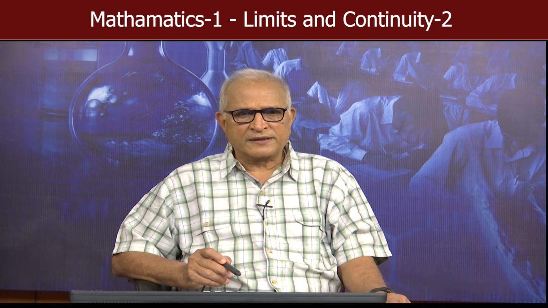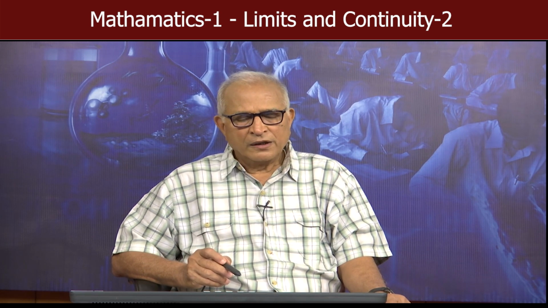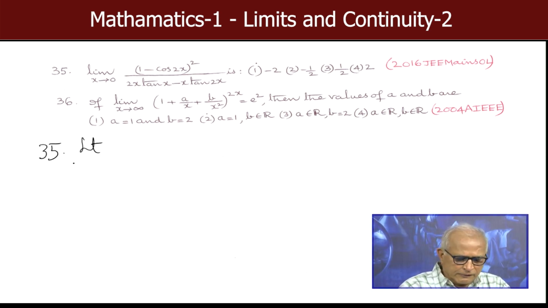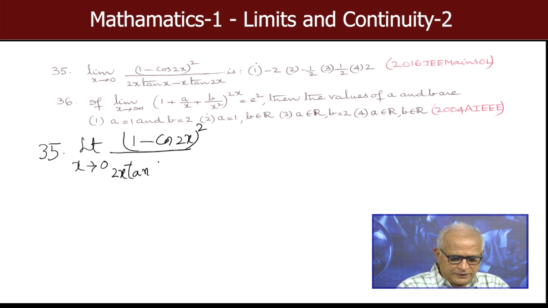In the denominator, 2x tan x minus x tan 2x. Replace tan 2x by 2 tan x by 1 minus tan squared x. So, this limit x tends to 0, 1 minus cos 2x whole square by 2x tan x into, I am taking out 2x tan x common, 1 minus, 2 tan x by, so 2x tan x is taken out common, 1 by 1 minus tan squared x.